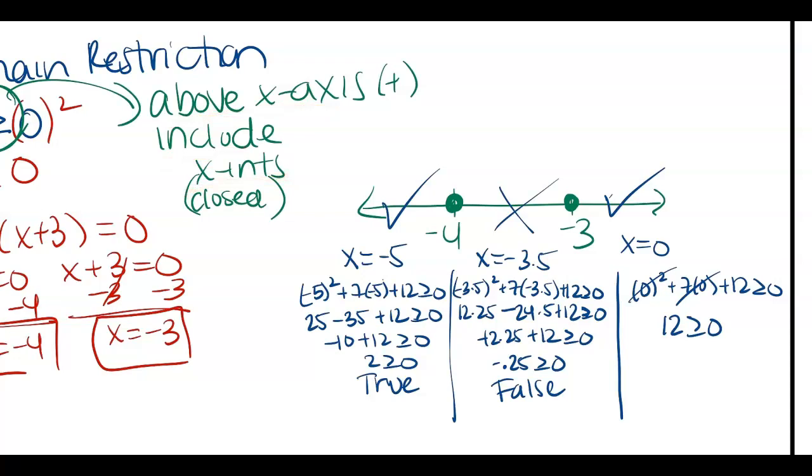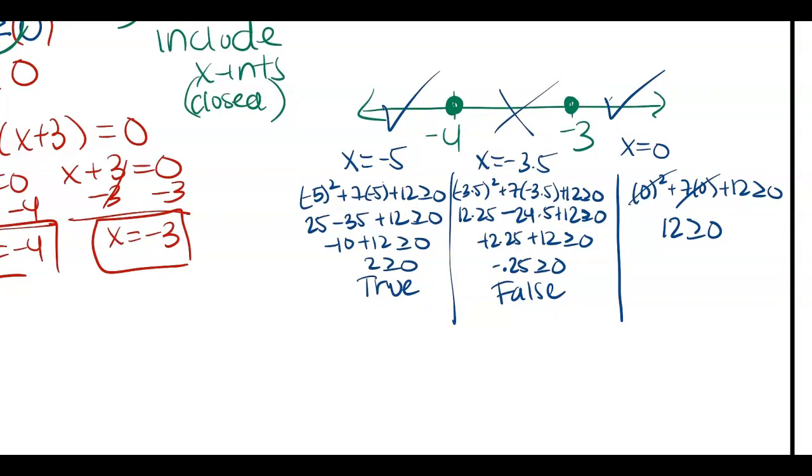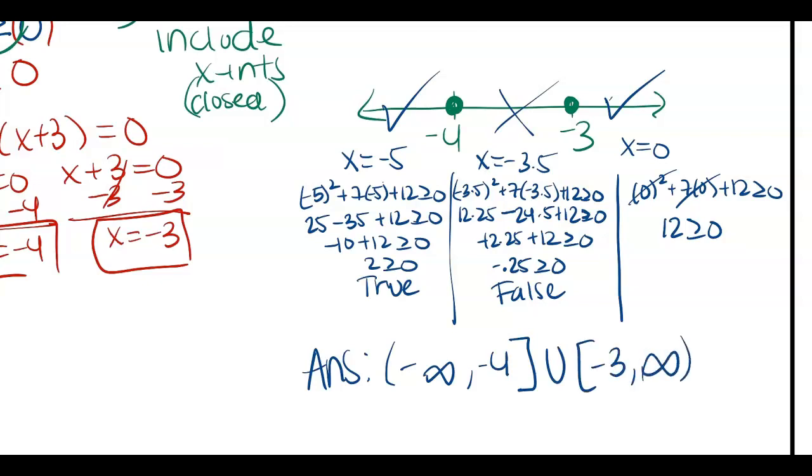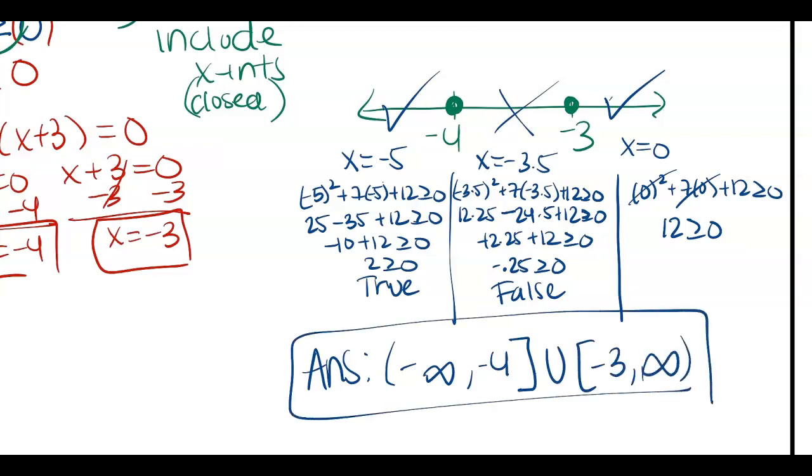What is this going to look like? I'm going to put mine at the bottom. Your answer is going to be from negative infinity to negative 4, bracket, union, negative 3 to infinity. This would be your answer.